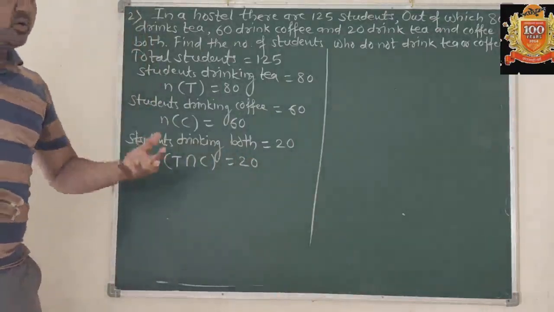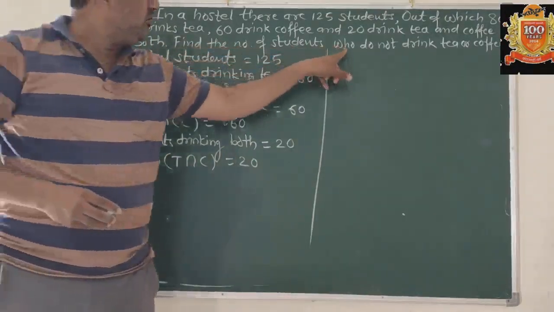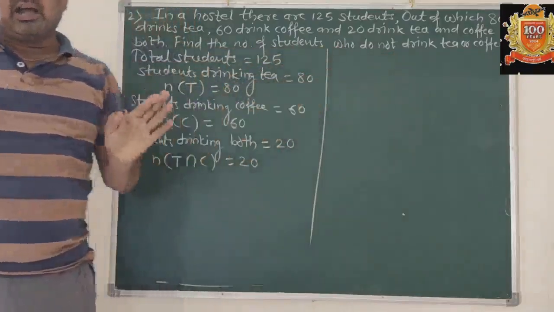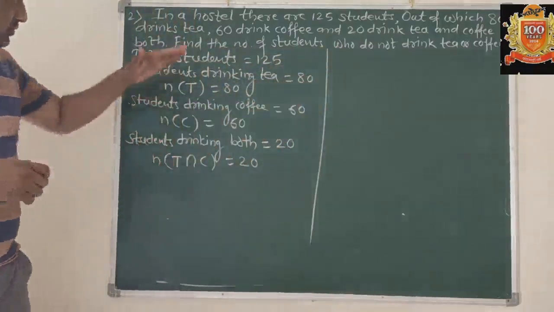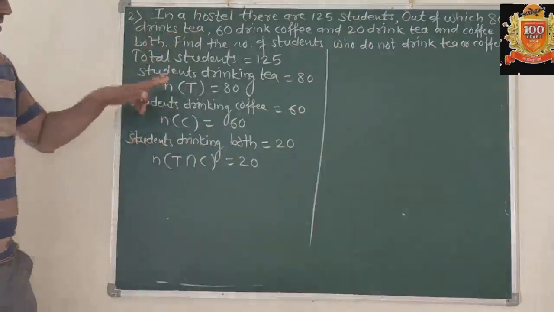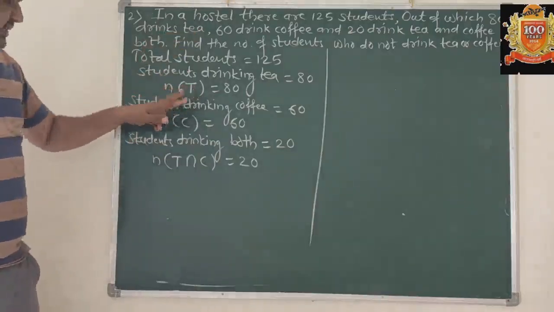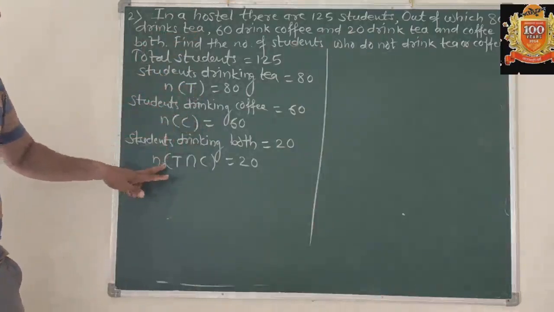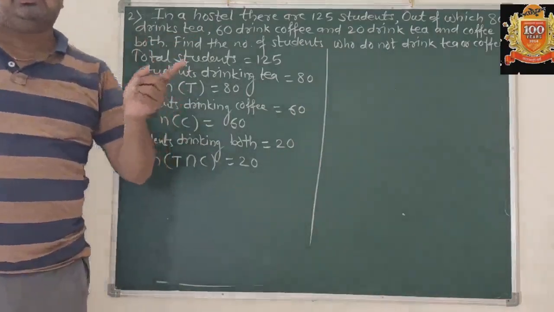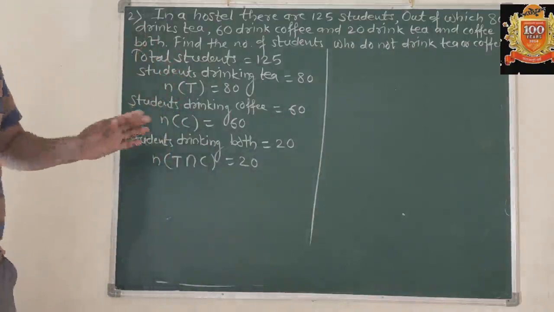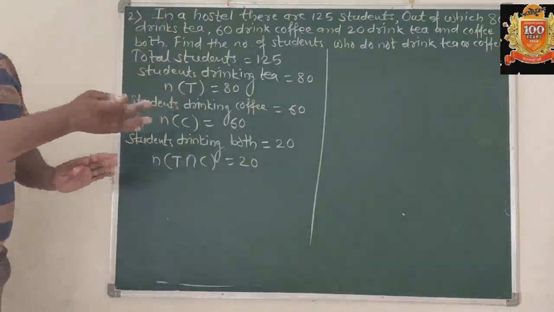Okay. Now what we want to find out? Who do not drink. But directly we cannot find out do not drink. As we know the formula, we have number of elements in T, number of elements in C, number of elements in T intersection C. So first of all, we have to find out number of elements in T union C. That means who drink tea or coffee. That we want to find out.